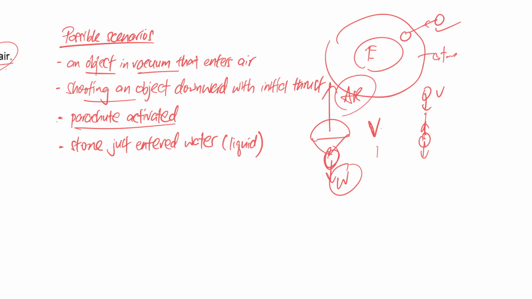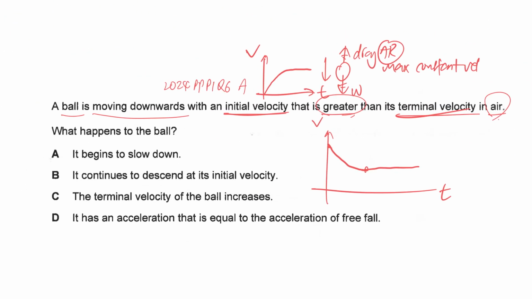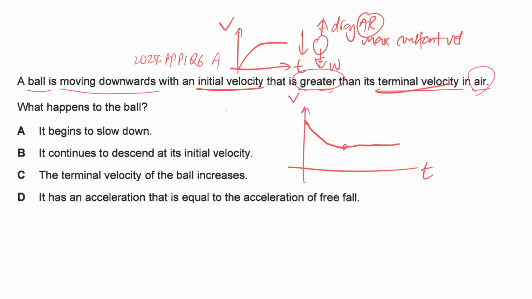And lastly, in this case it is a liquid. If you drop a stone from very high ground, when it enters into the water, the speed is higher, then it will slow down and eventually reach terminal velocity in the water. So these are some possible scenarios where the initial velocity is greater than the terminal velocity. Now let's go back to the question, and maybe let's start from D.